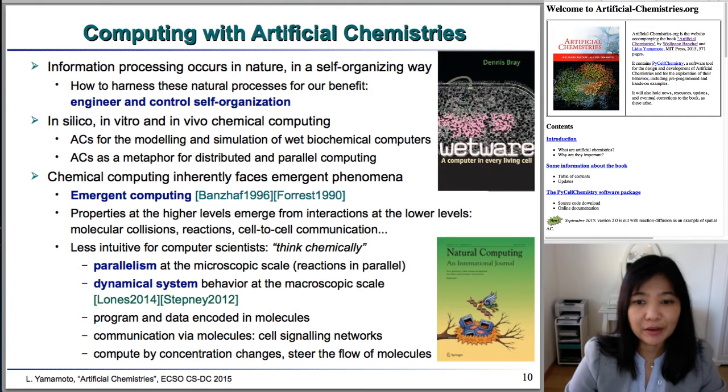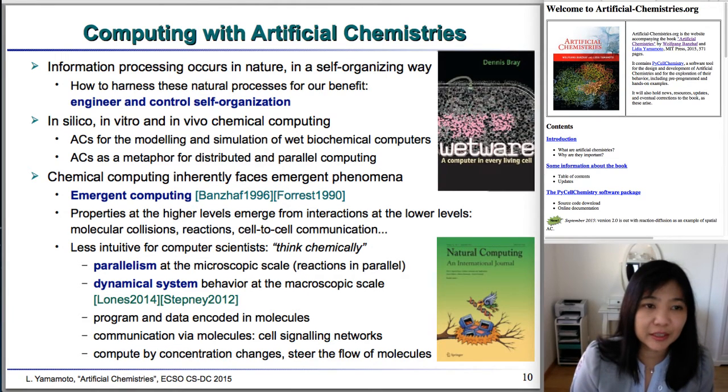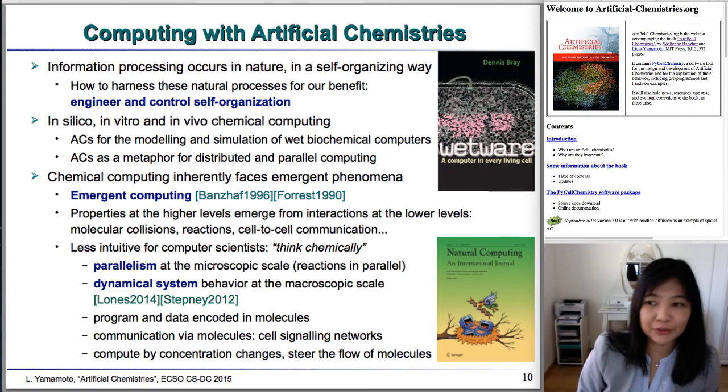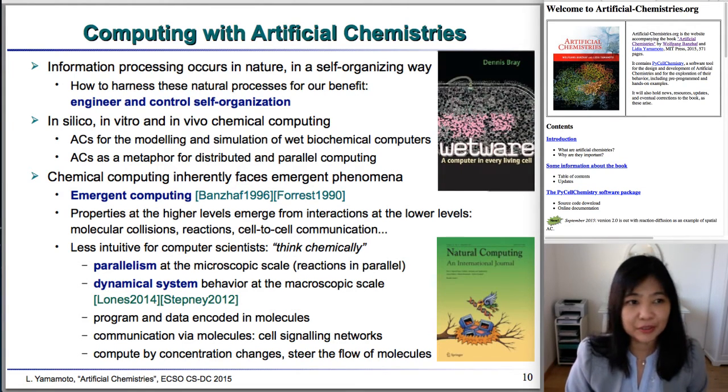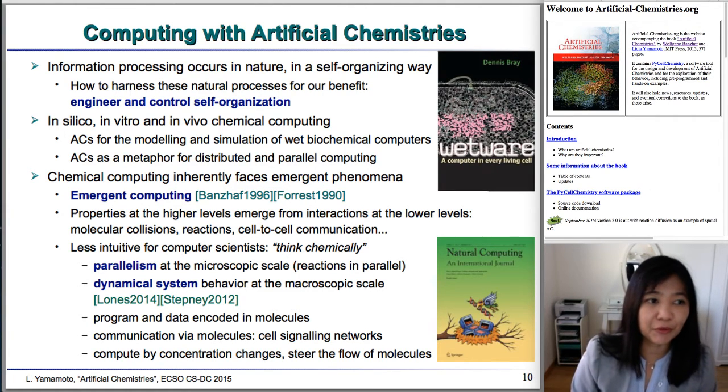When computing with artificial chemistries, we necessarily have to deal with emergent phenomena. One of the interesting things that the ribosome example reminds us of is that computing actually occurs in nature. It has not been invented by humans. It occurs in nature as a natural, self-organizing process. To harness this, we need to understand how to engineer and control self-organization, which is the theme of this track. So I think artificial chemistries are a very nice example of why we really need to learn how to engineer and control self-organization.